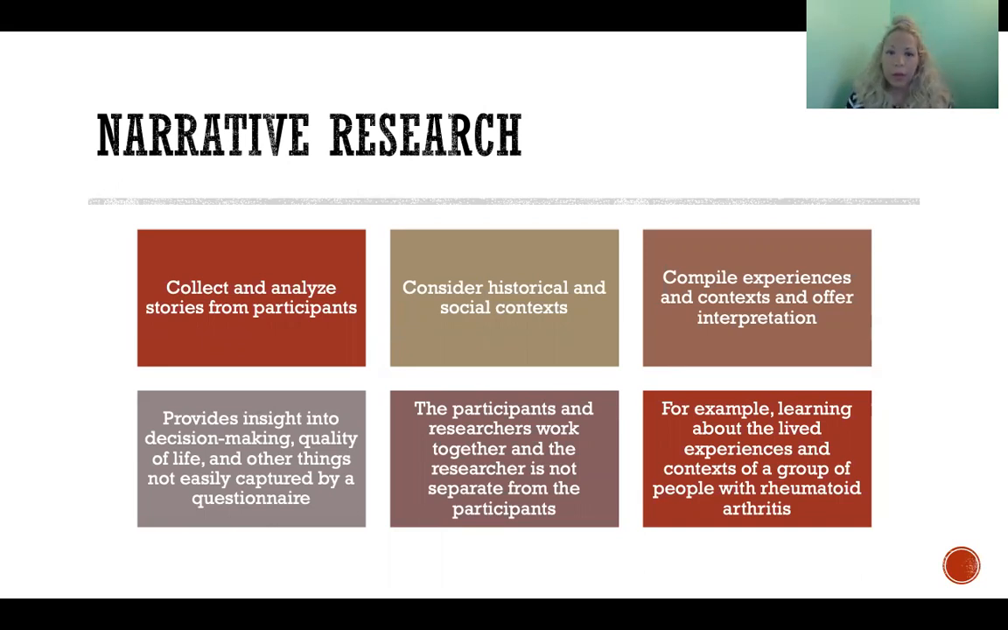An example is that we might use narrative research if we want to learn about what it's like for a group of people who have rheumatoid arthritis, just as one example. What are their lived experiences like? What is their day-to-day life like? What kind of pain do they have? What is their medical treatment like? How do they feel? If you're just trying to explore the experiences of a group of people, then we might use narrative research.